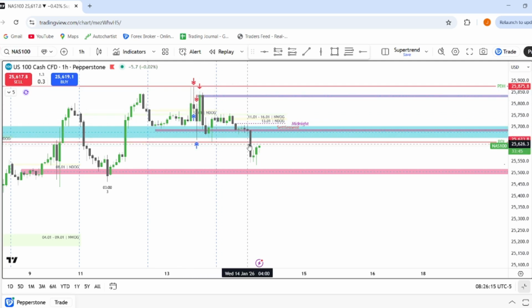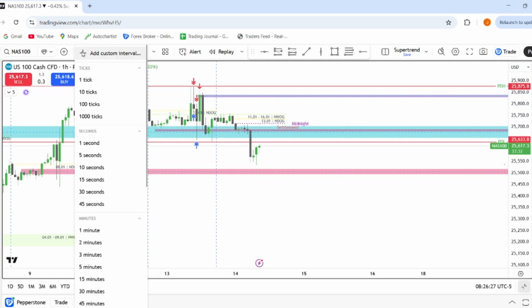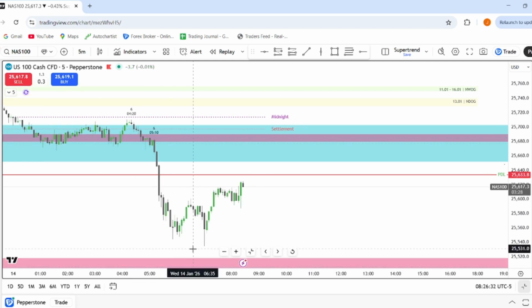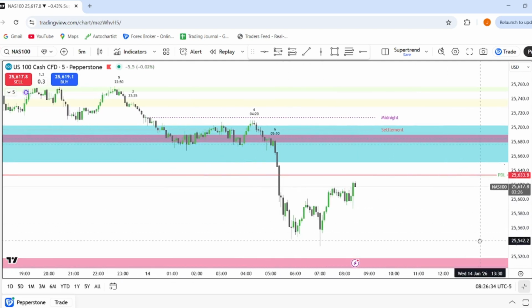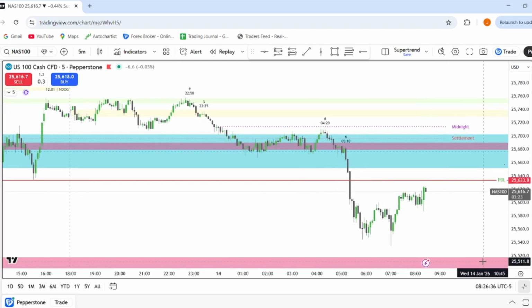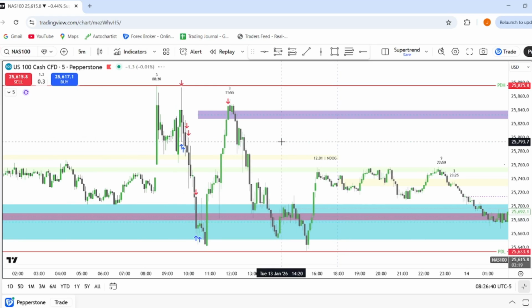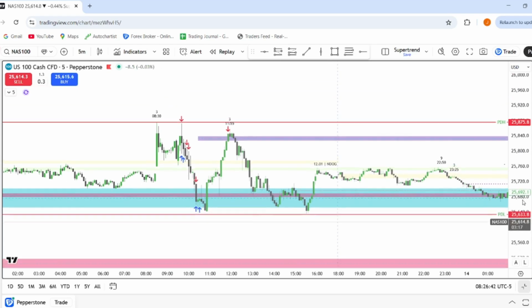And as you can see, we've already broken it quite significantly with this big down candle at 5 o'clock this morning. So let's have a look and see where we're at. I then drop down to my 5-minute chart. On this 5-minute chart, I am marking up from after 6 o'clock yesterday.